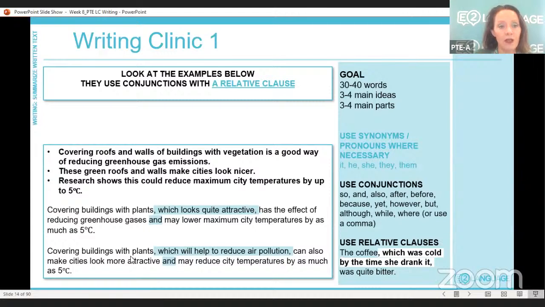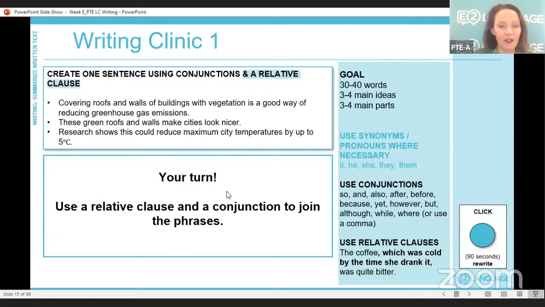So try that now in your own words, your choice. You can use any information for the relative clause. You might say, which reduces greenhouse gases. You might say, which reduces city temperatures, or which makes cities look more attractive. So you can add any information using which, as long as you've got it next to the right subject. Okay, so give that one a go. Your turn. So use a relative clause and maybe just one conjunction later in the sentence to make that sentence again. I'll give you 90 seconds.